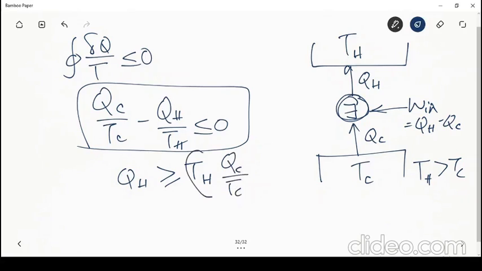And now I know that by definition, for a heat pump cycle or a refrigeration cycle, TH is higher than TC, and therefore this TH by TC is always greater than 1. So this basically means QH is always greater than QC.